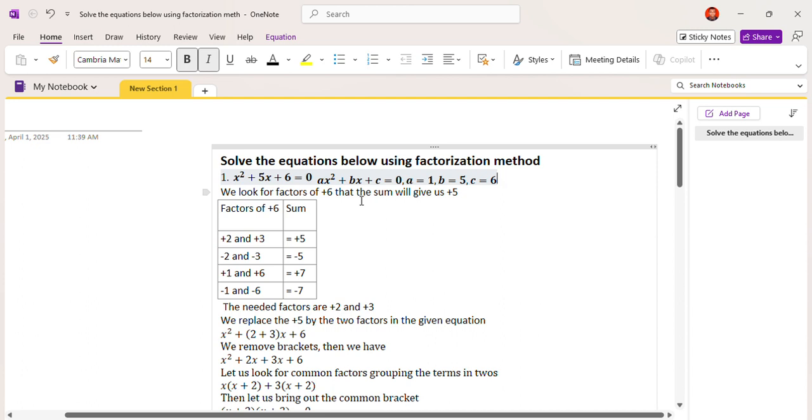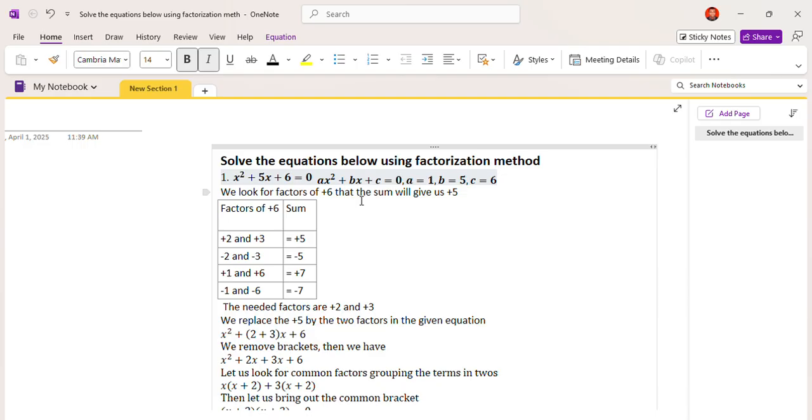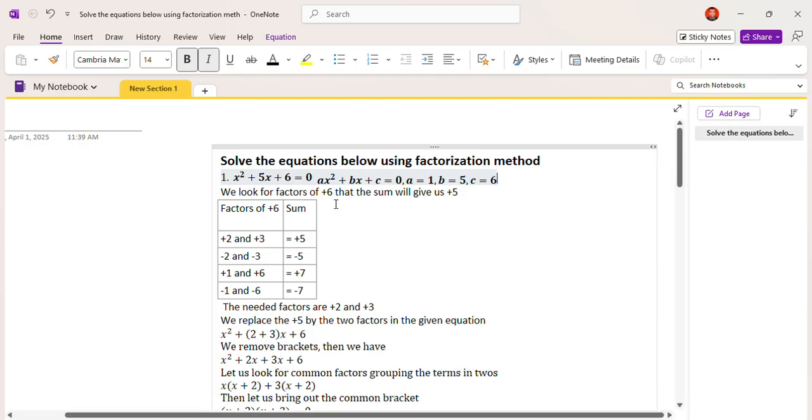That's what will happen if our a is different from 1. Then the product will be different from the constant. I will explain that better in the second method. So we look for factors of 6 whose sum will give us 5. Our small table is here. For factors of 6 and their sum, we have plus 2 and plus 3. The sum is plus 5.